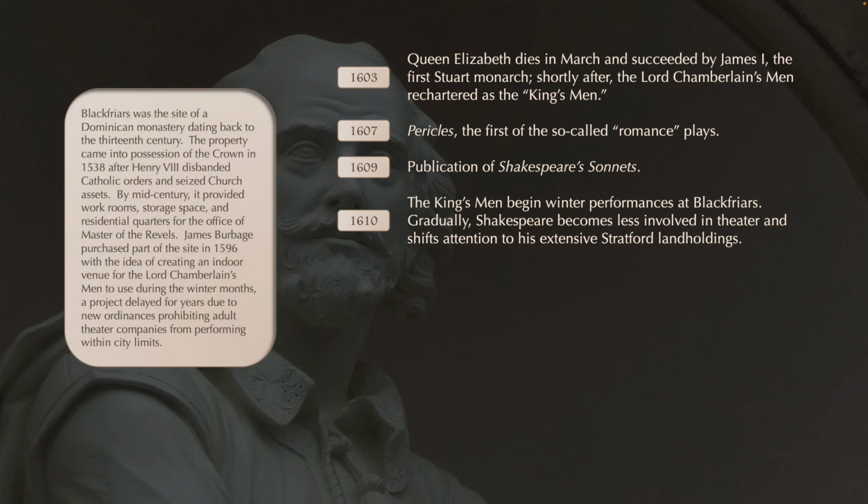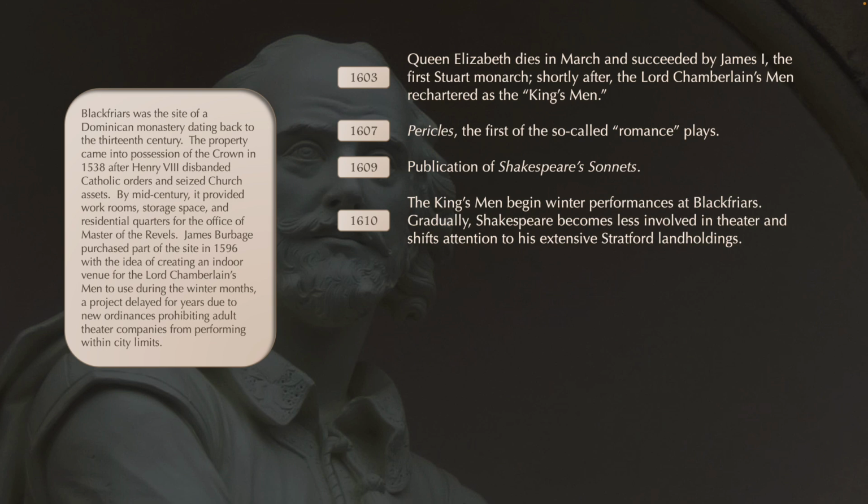So Blackfriars, a little bit more information about the Blackfriars Theater. This was the site of a Dominican monastery dating back to the 13th century. The property itself, which was a complex of buildings, came into possession of the crown in 1538 after Henry VIII disbanded Catholic orders and seized church assets and properties. By the middle of the 16th century, the site provided workrooms, storage space, and residential quarters even for the office of Master of the Revels.